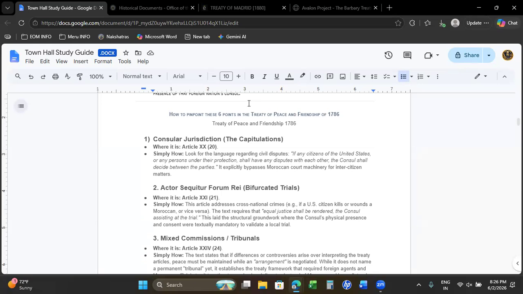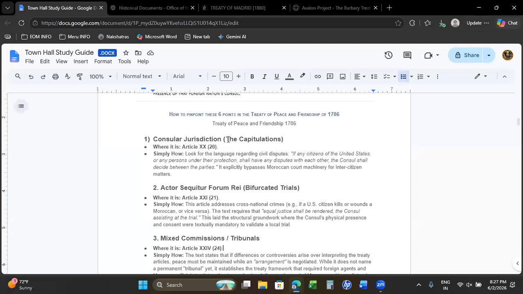So the six keys. The first being consular jurisdiction. It says, where is it? Now, again, this is the Treaty of Peace and Friendship 1786, which is pretty much the same thing for 1836. Literally the same exact articles apply in this case. So it says where it is. Article 20, simply how. Look for the language regarding civil disputes.